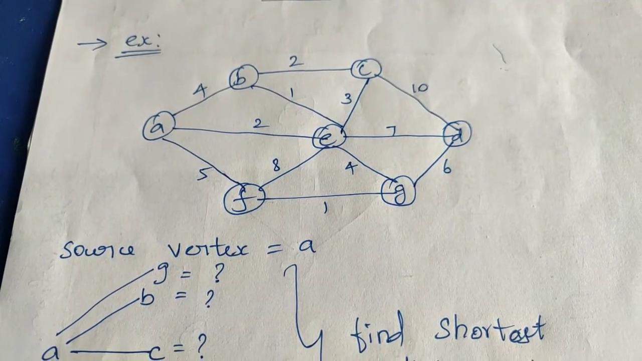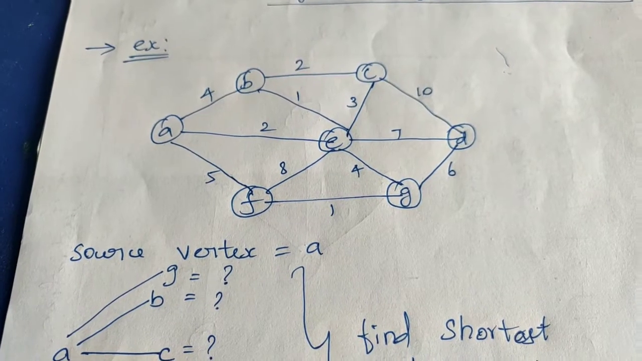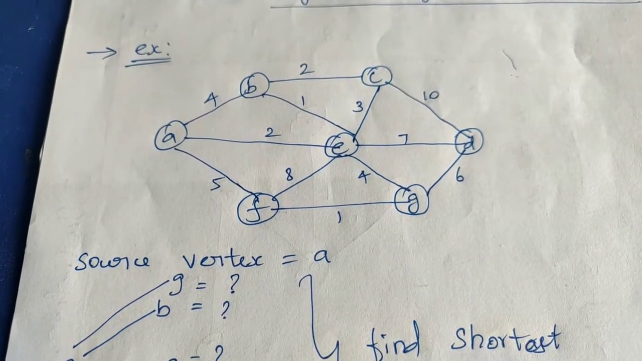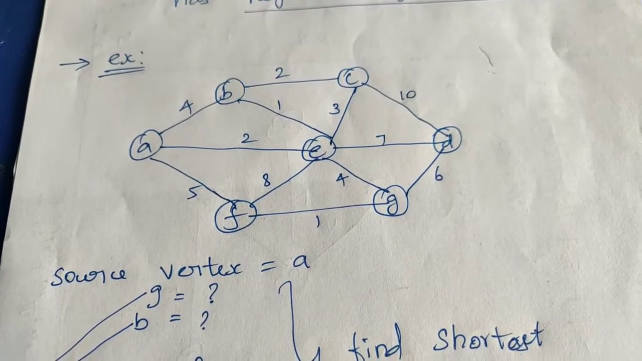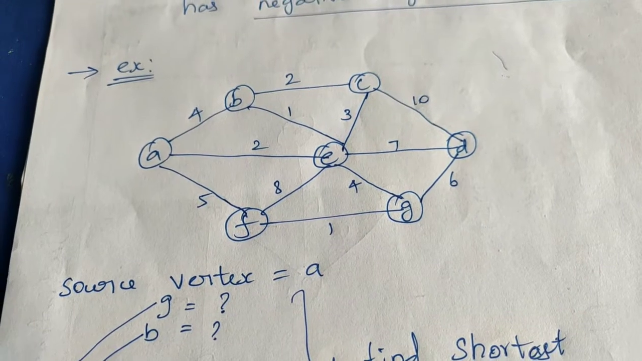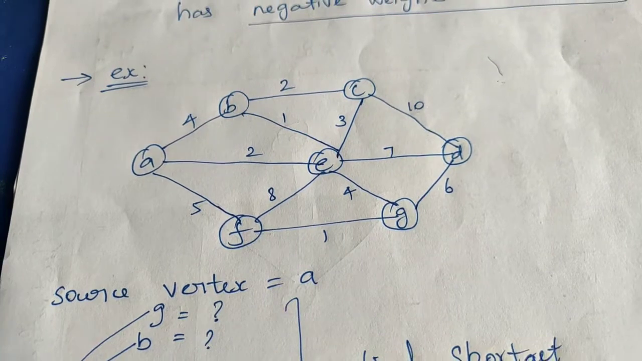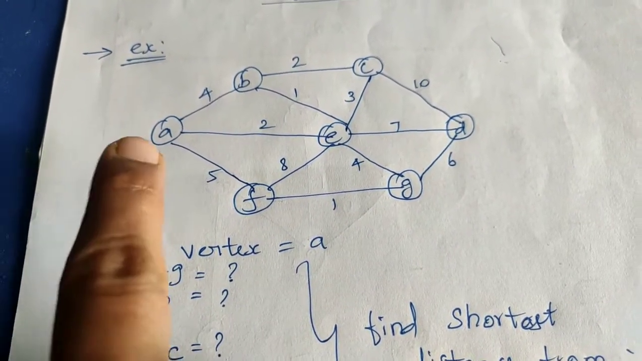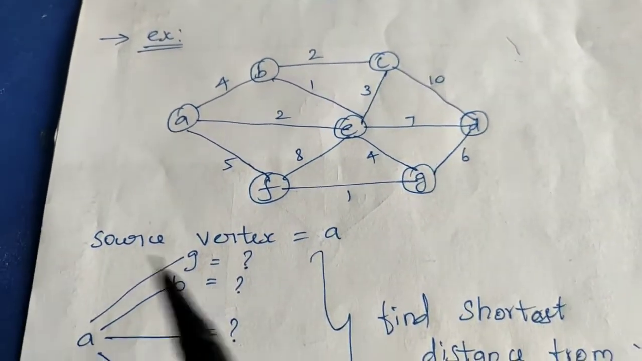Sometimes in the question paper they will give you the information about the source vertex. If they have not specified anything regarding the source vertex, you can select any one vertex as the source vertex, but mention it. If they specify a source vertex in the question paper, you need to start your process from the given source vertex only. Here I have considered the source vertex as A, so I have to start my process with the vertex A.